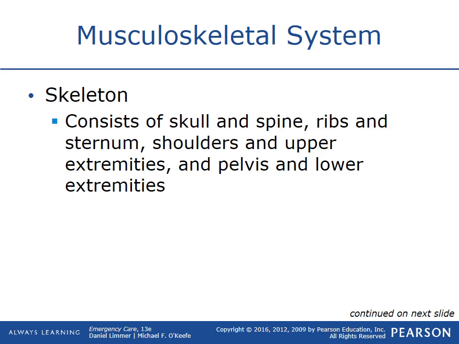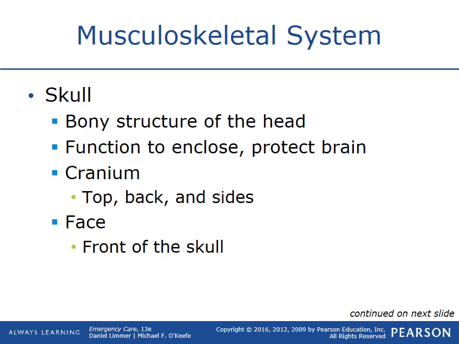The skeleton consists of the skull, spine, ribs and sternum, shoulders, upper extremities, and pelvis and lower extremities. So the skull, that's the bony structure of the head. Its function is to protect the brain, basically, and it's a fixed space inside the skull.